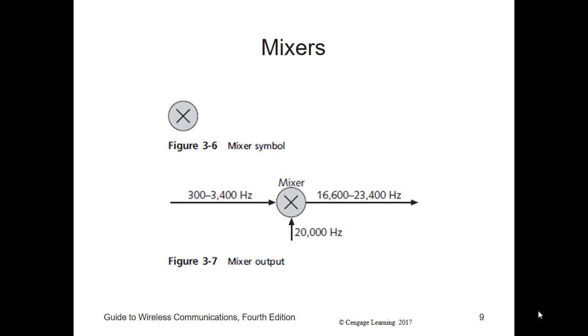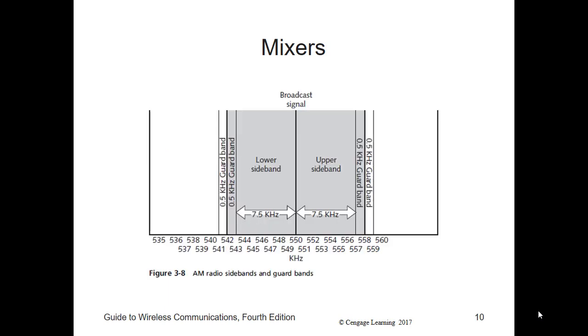That's the highest sum. The mixer also determines the lowest difference between the input frequencies and the mixed-in frequency. So, for example, you have your 20,000 hertz minus your 300, which gives you 19,700, and then your 20,000 hertz minus 3,400 hertz, which gives you 16,600 hertz. So in this example, the lowest difference would be 16,600. Therefore, the output from the mixer would be a signal with a frequency range between 16,600 and 23,400.